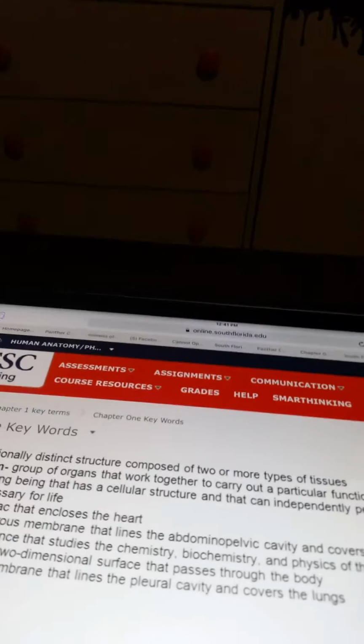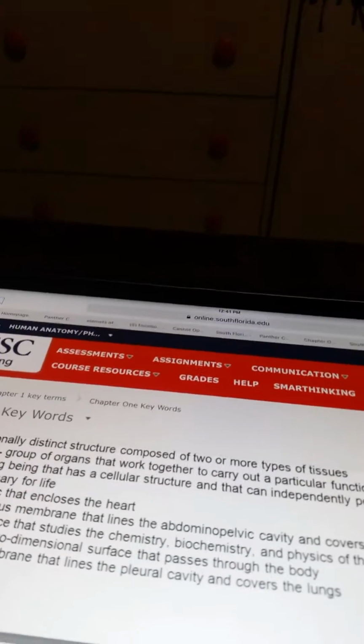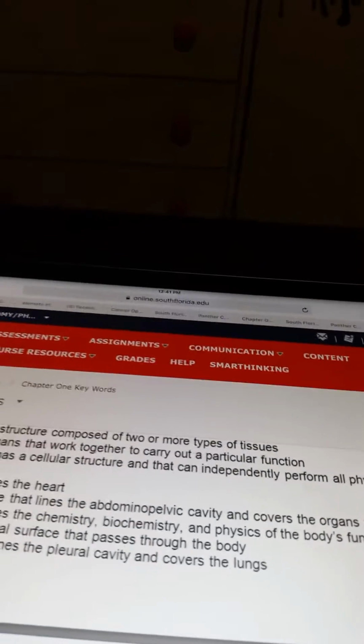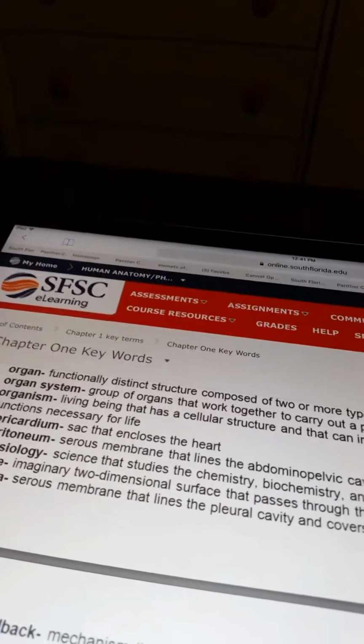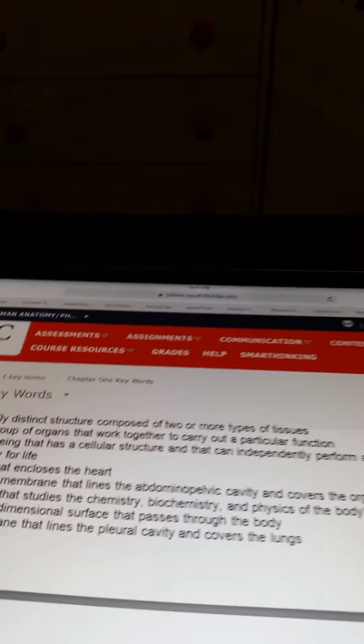Organism, living being that has a cellular structure and that can independently perform all physiologic functions necessary for life. Pericardium, sac that encloses the heart. Peritoneum, serous membrane that lines the abdominopelvic cavity and covers the organs found there. Physiology, science that studies the chemistry, biochemistry, and physics of the body's functions.